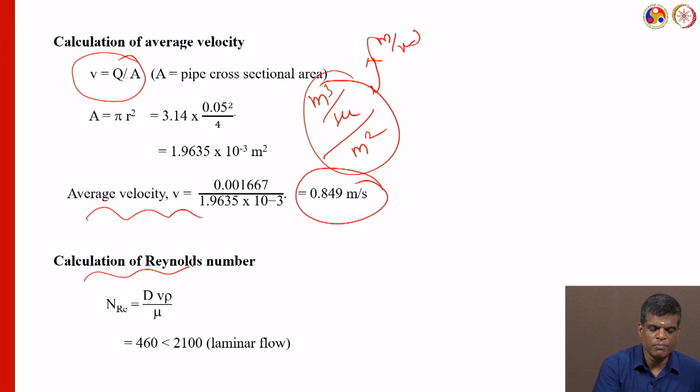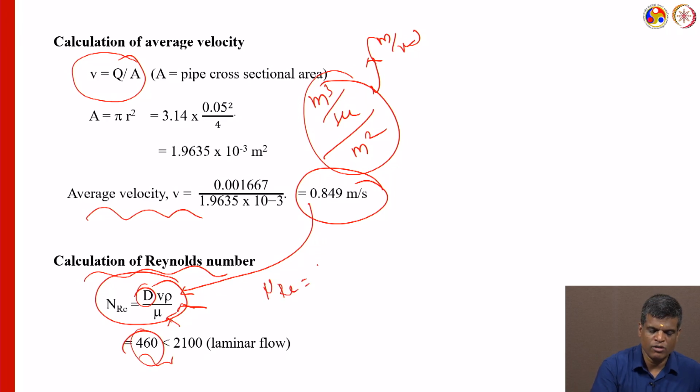Then for the Reynolds number, of course, Reynolds number NRe equals d V rho by mu. The diameter is already given in the problem, velocity we got from here, and of course density and viscosity we know. From there we calculated the value; NRe is coming as 460. 460 is less than 2100.